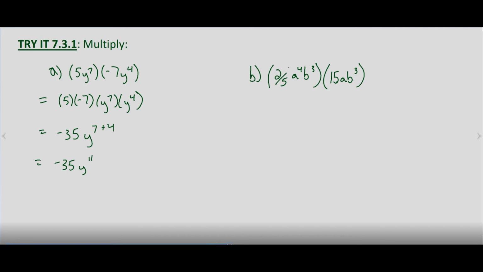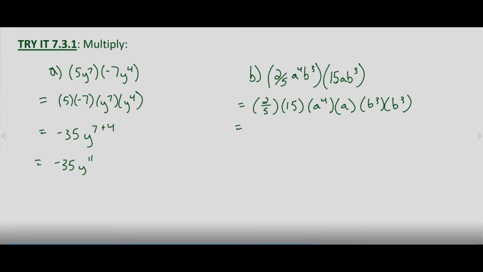Now with our second problem, the only difference is we have two variables and we also have a fraction, but don't be afraid of fractions. They're just numbers that represent division. So 2/5 times 15. And then we'll group our a's together. So a to the 4th times a. Then group our b's together, b cubed times b cubed.